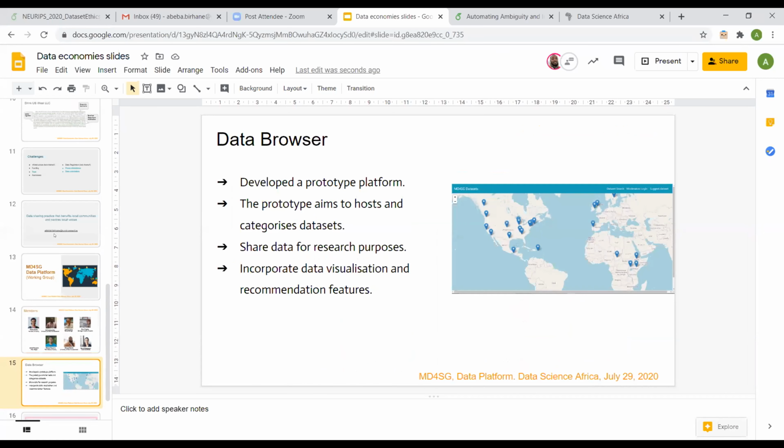Next slide, please. We've more or less developed a data prototype platform. The idea is that the platform should be able to host and categorize data sets in a way that makes data available as well as usable to a much broader audience. The goal is to share data for research purposes and also to empower communities where data is being shared.